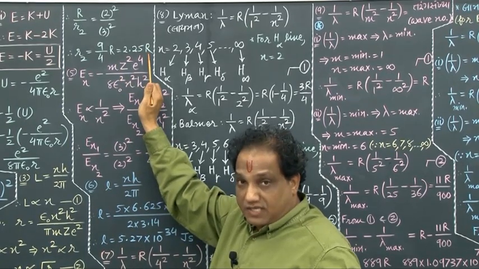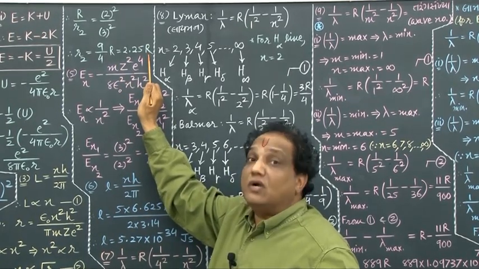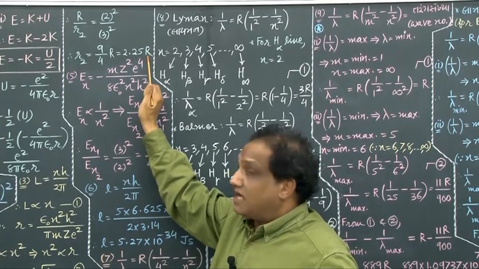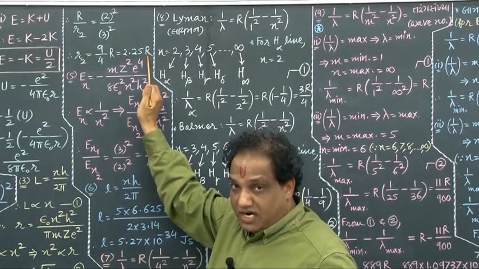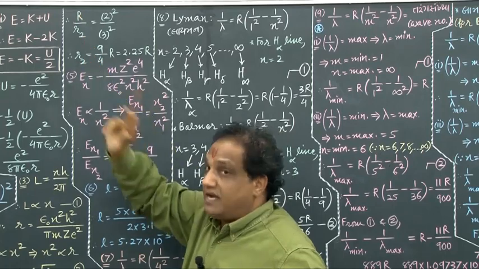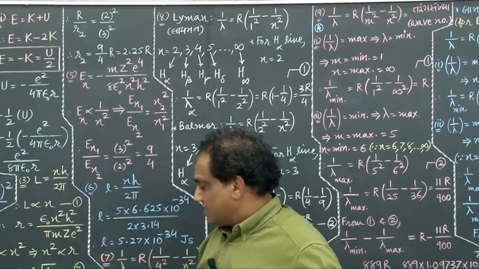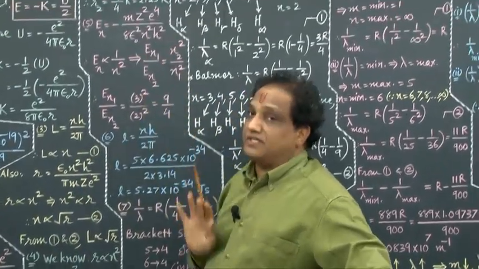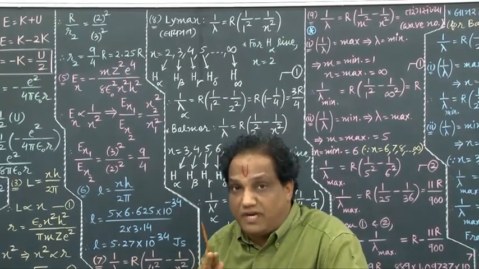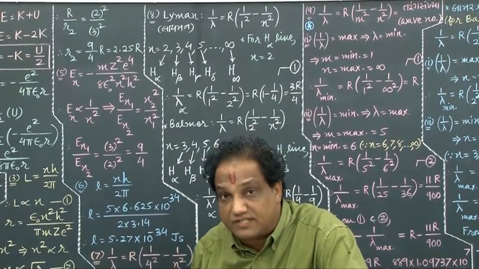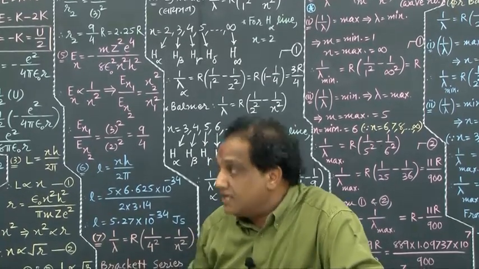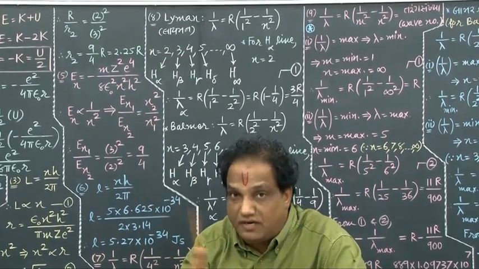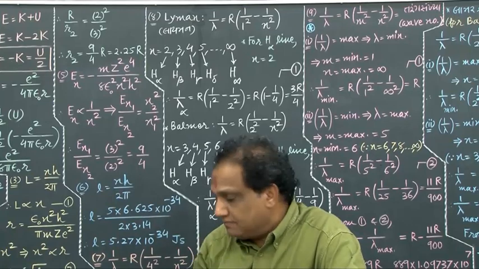Okay, my dears, don't be cheated. This capital R is not Rydberg constant. It is simply the radius of first excited state, the radius of that orbit in which electron is in first excited state. Okay, fine. This R is radius and not the Rydberg constant.